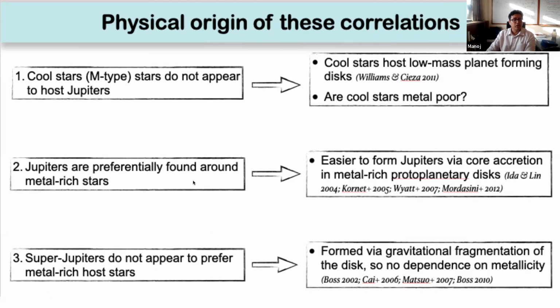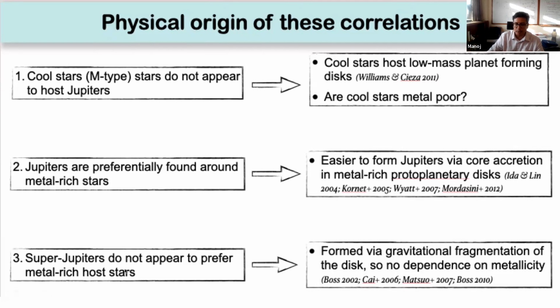So if the core accretion formation channel is what is causing this trend that we see, that gas giants like Jupiter are found around metal-rich stars, then, as I have shown you in the last slide, super Jupiters, planets more massive than Jupiters, do not show this. So what does it mean?